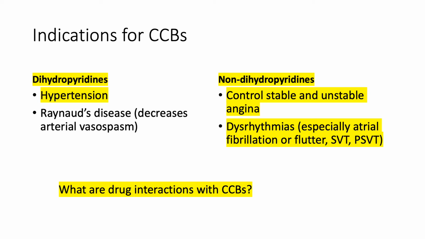For the dihydropyridines, because it's not focused on the heart, it's mostly arterial. So we use it in hypertension and then in Raynaud's disease because it will decrease the arterial vasospasm in those fingers. But also look up, there's multiple drug interactions with calcium channel blockers. Look those up.